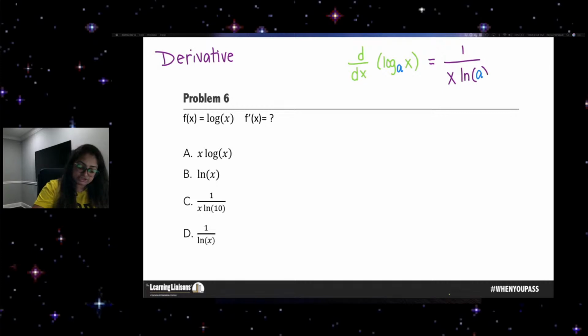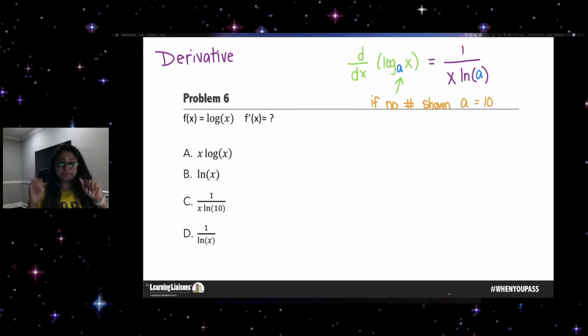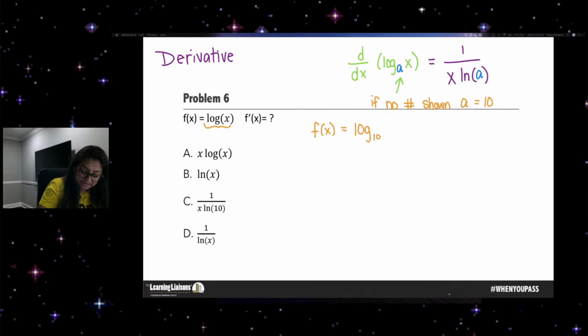Does anybody by chance know what a is if a is not visible? If you actually don't see a number, what should a be? It's always going to be 10. So here they didn't give us an actual a, they didn't give us a number, they just told us log of x. So we're going to know that we're supposed to put 10 for a. So I'm going to rewrite f of x, and we're going to have log base 10 of x.